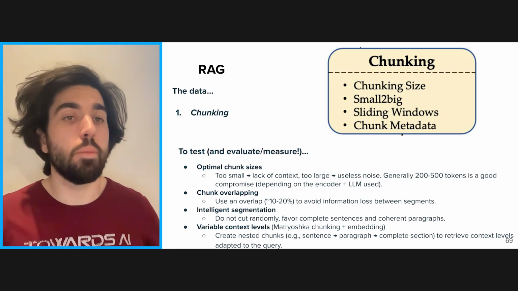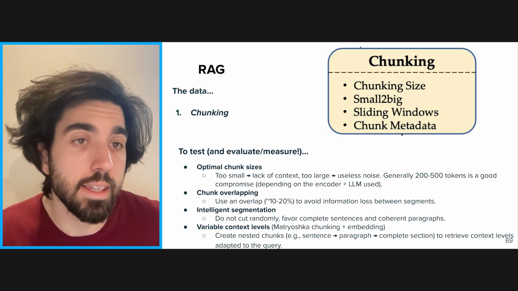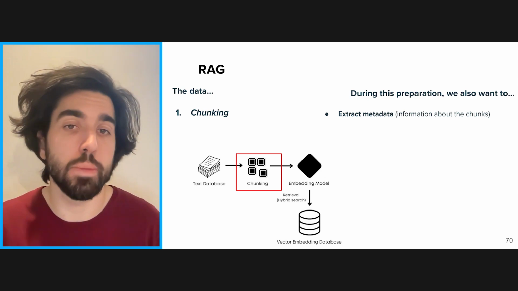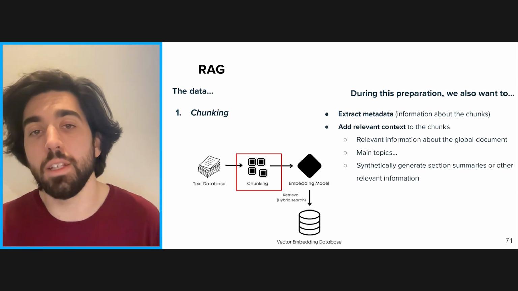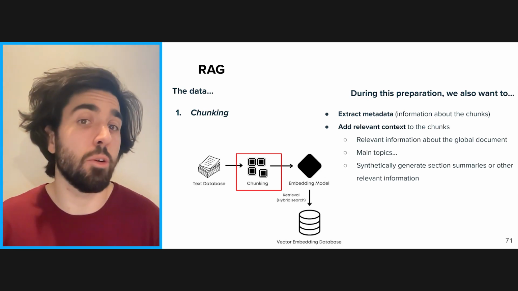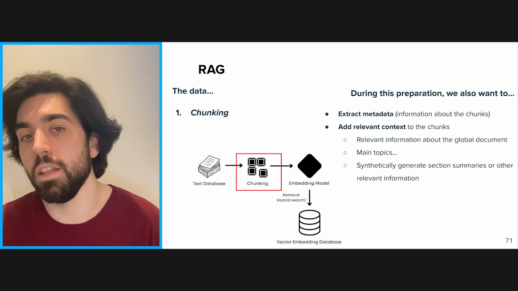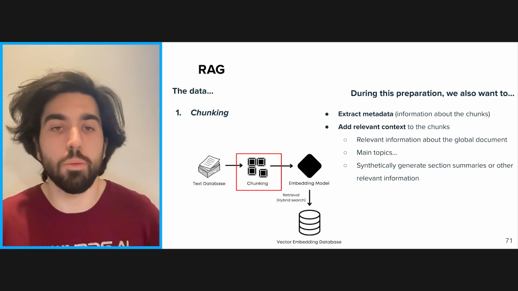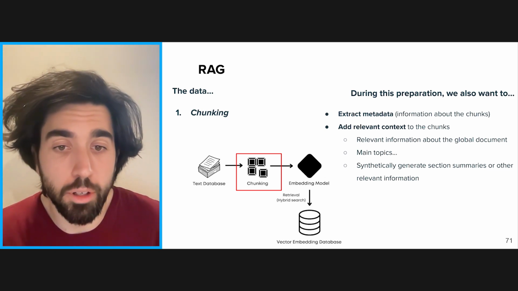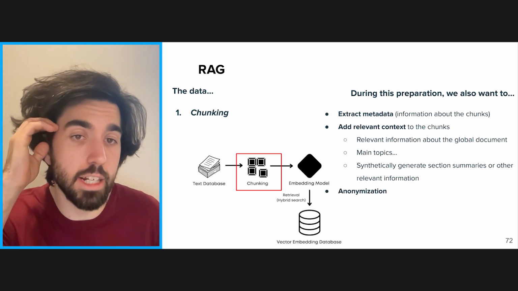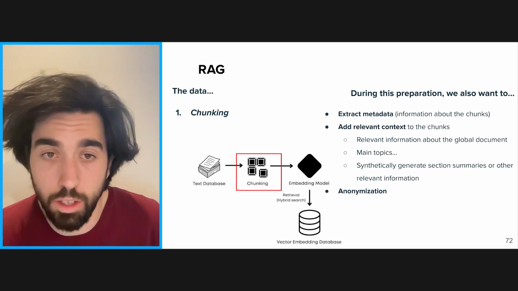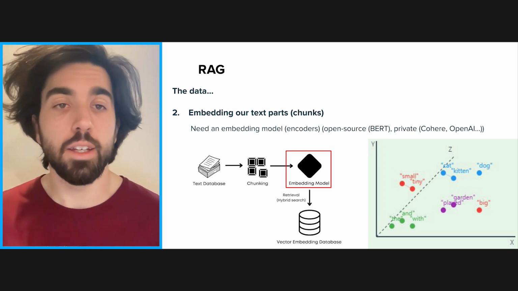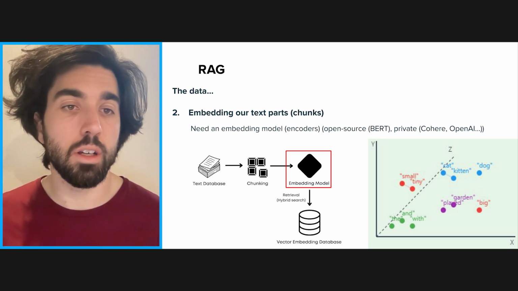And while you are preparing your chunks, you also want to do other things in your dataset. You want first to extract the metadata or any information you may have about the chunk, and add relevant context to these chunks, such as relevant information about the global document, main topics, or synthetically generated section summaries or other relevant information that could help the model. Then you may want to do anonymization as well, depending on your type of data. Finally, after that, you want to embed your text chunks into embeddings.